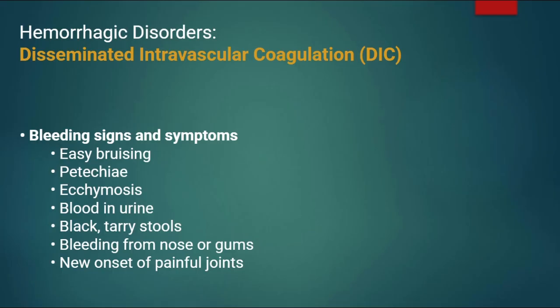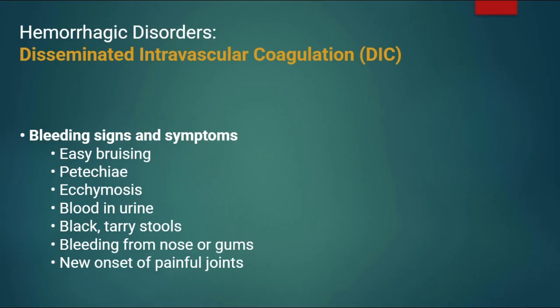Let's focus now on the bleeding signs and symptoms of DIC. Because clotting factors are being used up, patients will often bleed in multiple places. One of the earliest signs is easy bruising even without trauma. You may also see petechiae, which are tiny pinpoint red or purple spots caused by bleeding under the skin, and ecchymosis, which are larger bruises.